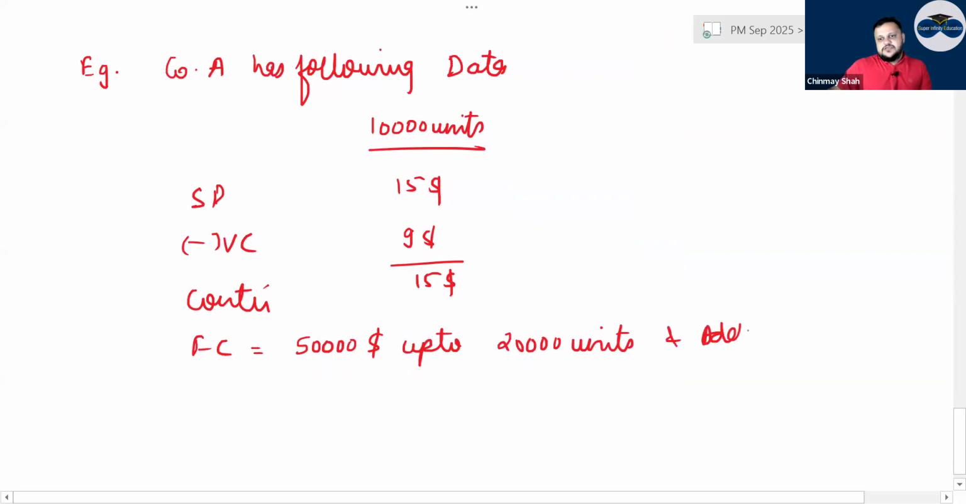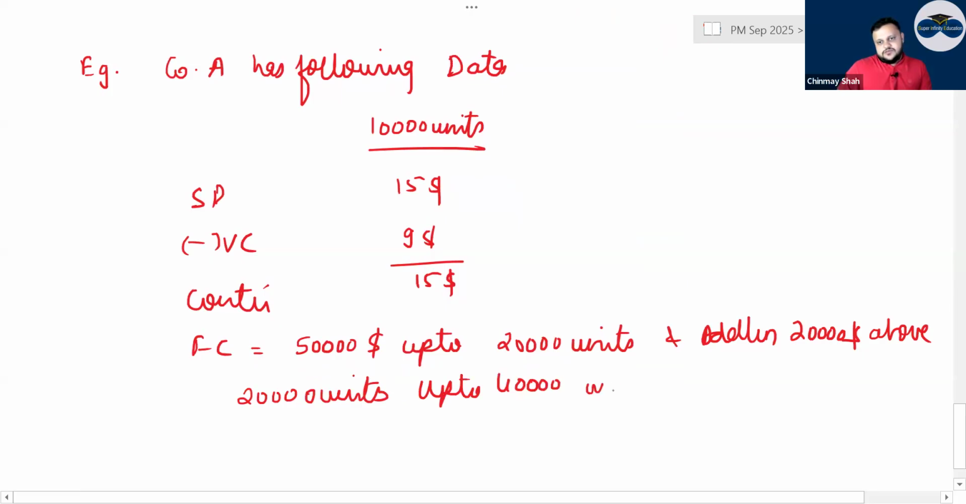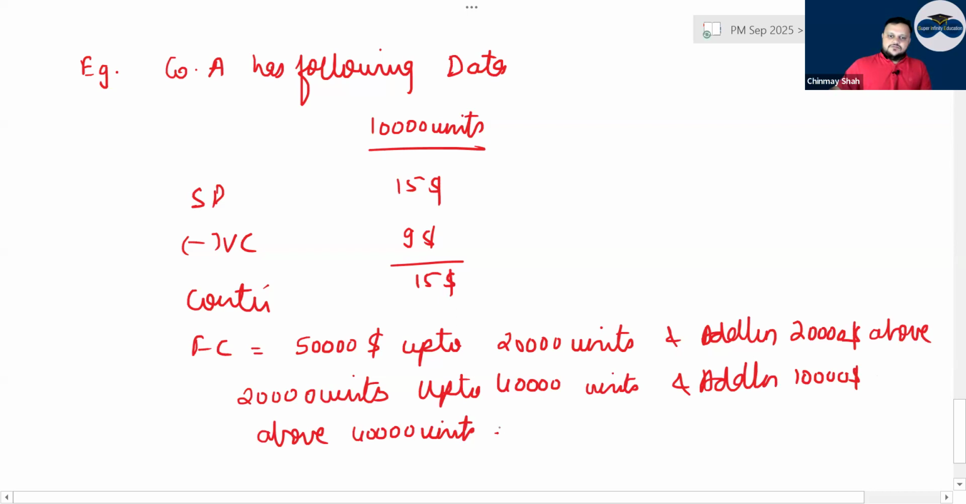And additional $20,000 above 20,000 units up to 40,000 units, and additional $10,000 above 40,000 units up to 80,000 units.